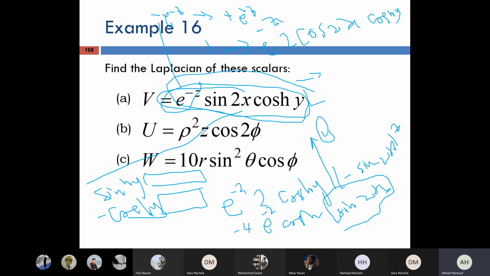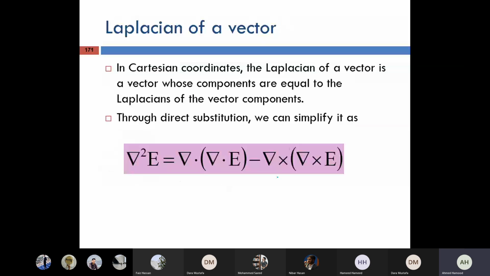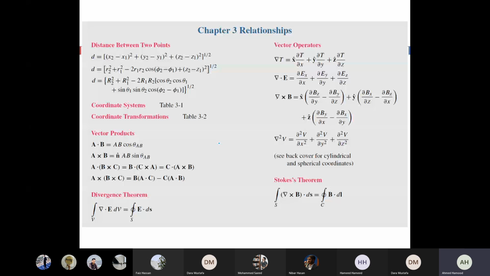If you want to solve it for Cartesian coordinates. The second one also, if you solve it for the cylindrical coordinates, is equal to 0 also. But if you solve also for the spherical coordinate, it is equal to a value here. Also these are some of the properties: delta squared A is equal to delta dot A, also negative delta cross A. Also, you can make assumptions.